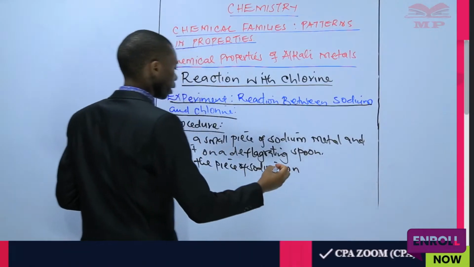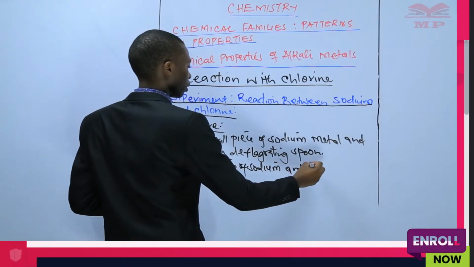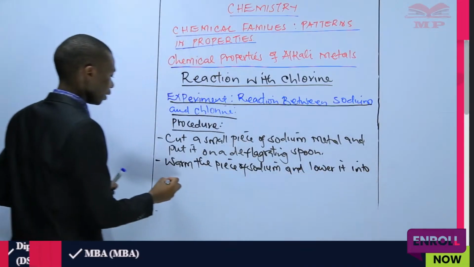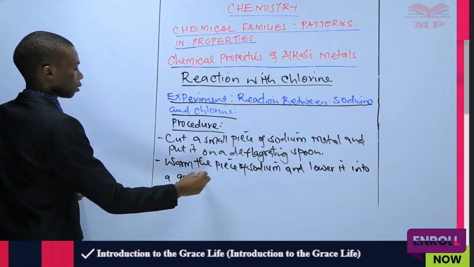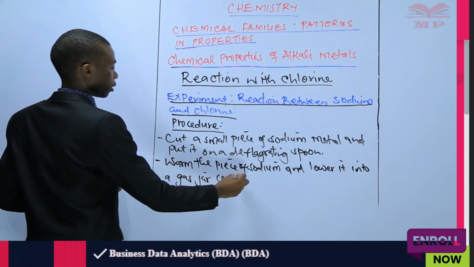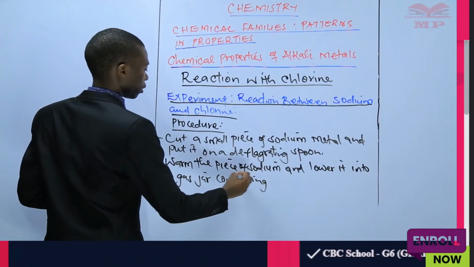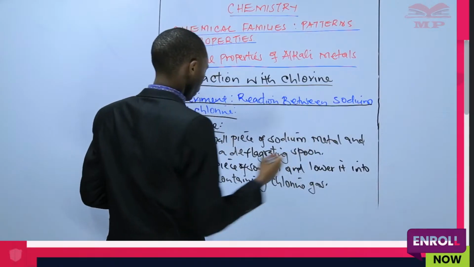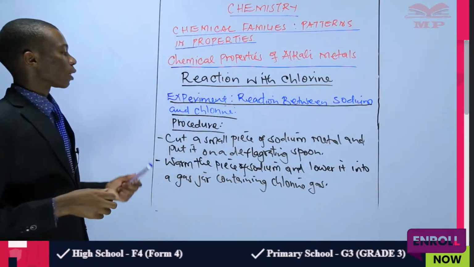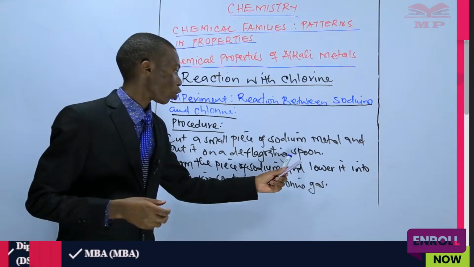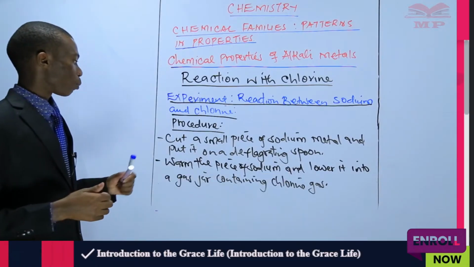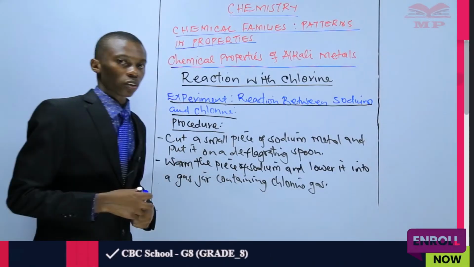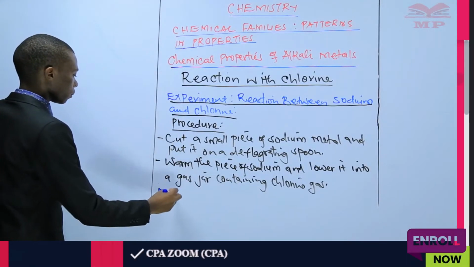Warm the piece of sodium and lower it into a gas jar containing chlorine gas. So after warming the piece of sodium metal on a deflagrating spoon, there's a process now to lower it into a gas jar containing chlorine gas. There's a disclaimer here, there's a precaution.